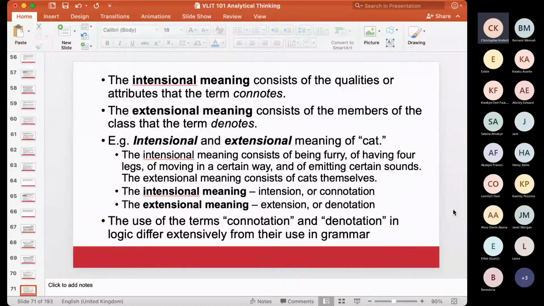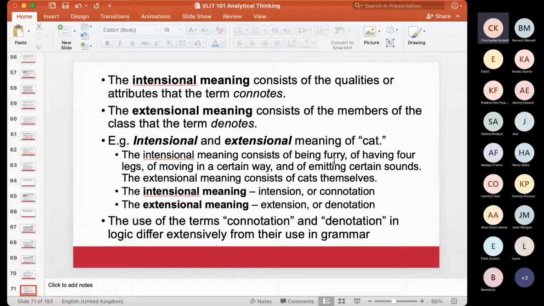So we want to look at the intentional and extensional meaning of a cat, right? The intentional meaning consists of the qualities or attributes that the term connotes. So if you are looking at the intentional meaning of a cat, then it consists of being furry, of having four legs, of moving in a certain way, and of emitting certain sounds like meow.